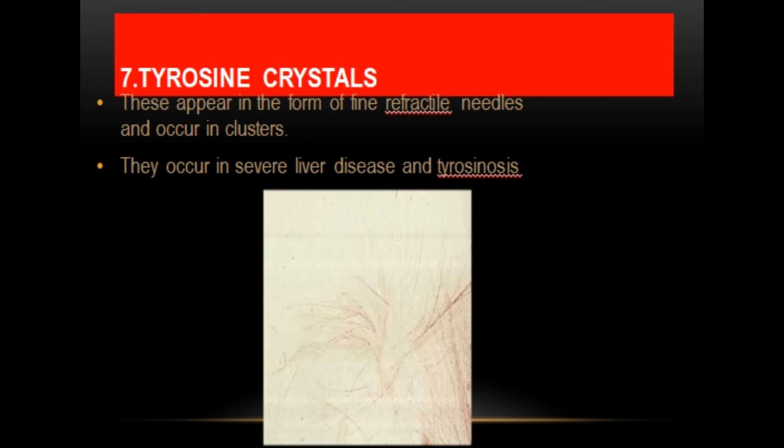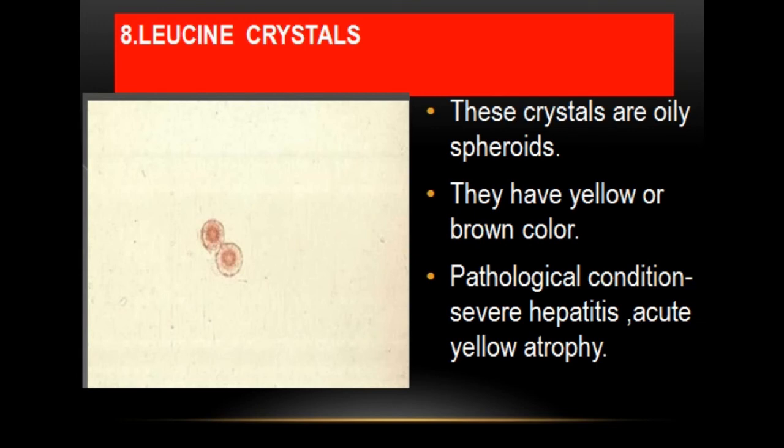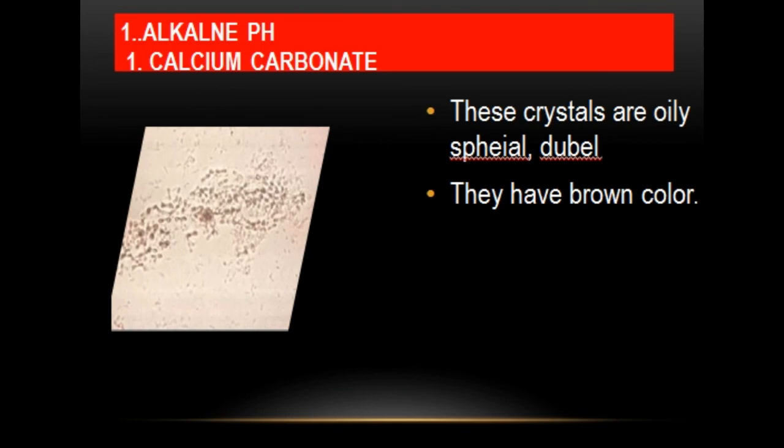Then we have tyrosine crystals. In tyrosinemia or tyrosinosis, or in case of liver disease, these elongated needle-like crystals are present in the urine. Then we have another type of crystal, the leucine crystals. They are oily spheroids and they have a yellow or brownish color, and the pathological conditions associated with them are hepatitis and acute yellow atrophy.